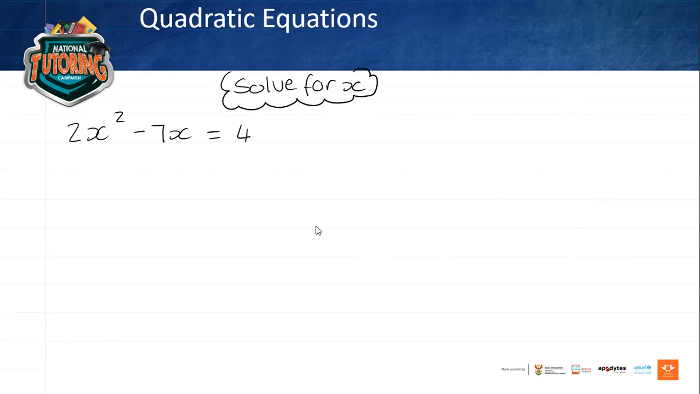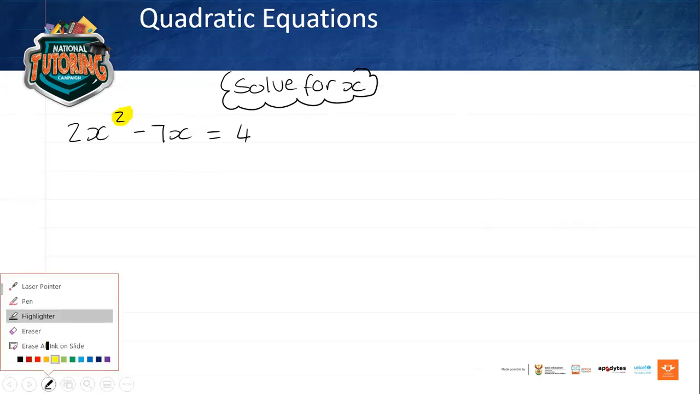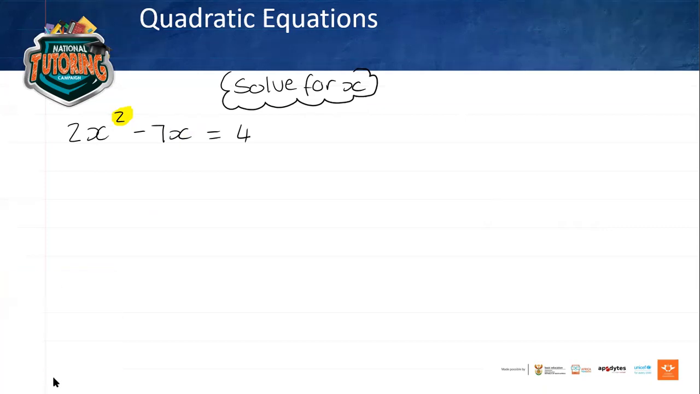Here, we've got 2x squared minus 7x equals 4, and it's good to be able to identify how we know it's a quadratic equation. We know because there is a square, there is an x, and there is a constant. So when we've got our quadratic equation, we are now going to rearrange, make sure everything is in standard form, everything on one side of the equation equal to 0, and now we need to factorize.